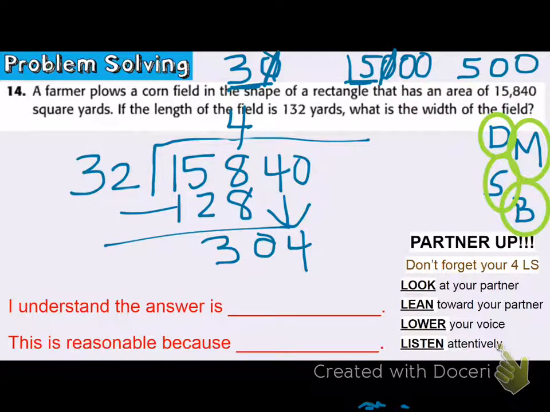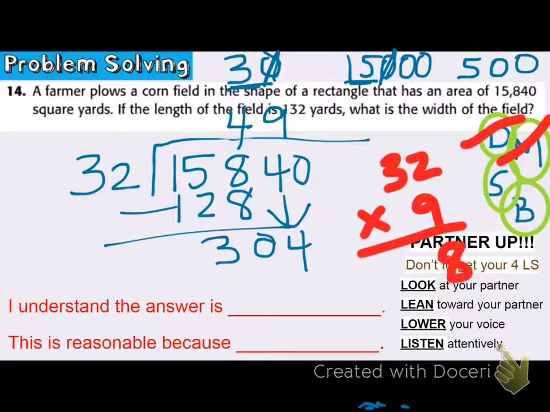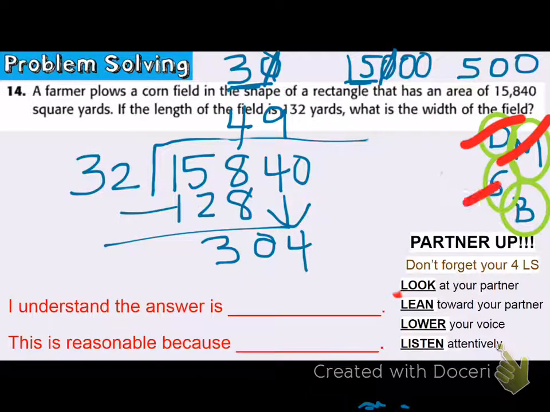Well, I'm going to go back and divide. 132 divided into 304. I'm going to go ahead and try 9. I know that my estimation was 500, so if I pick 9, that's going to get me close to my estimation. Now I can go ahead and multiply 132 times 9 to see if it worked. 288 does work. So after I multiply, I can go ahead and subtract 288. And then we'll see what we have left.